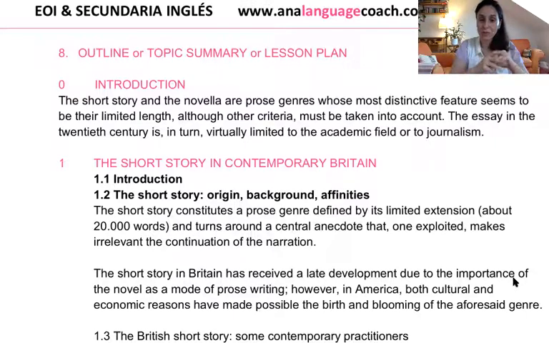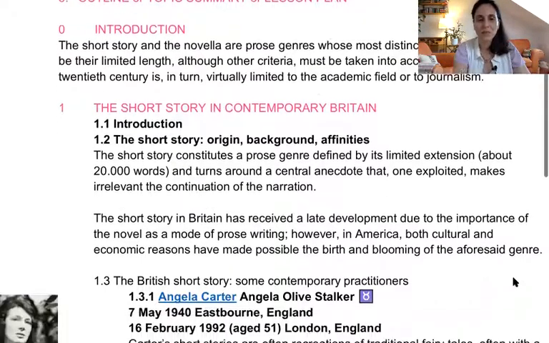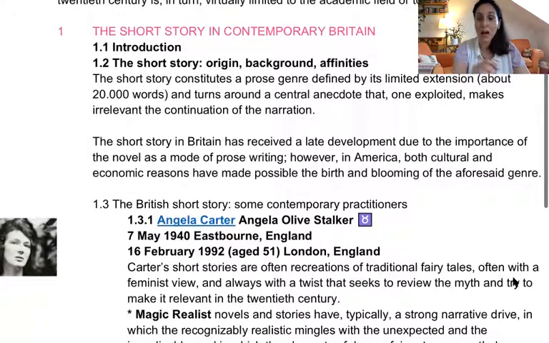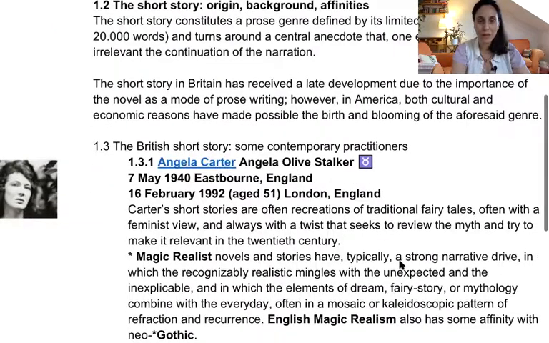The short story in Britain has received a late development due to the importance of the novel as a mode of prose writing. However, in America, both cultural and economic reasons have made possible the birth and blooming of the aforesaid genre. The British short story: some contemporary practitioners.